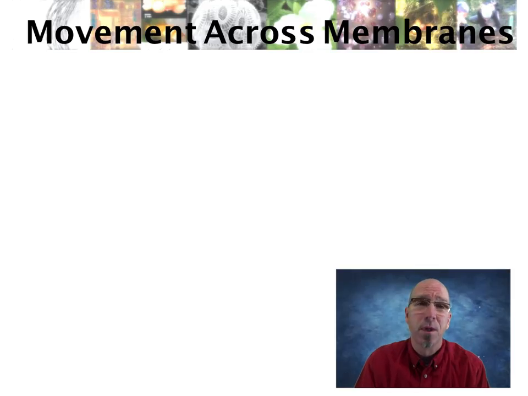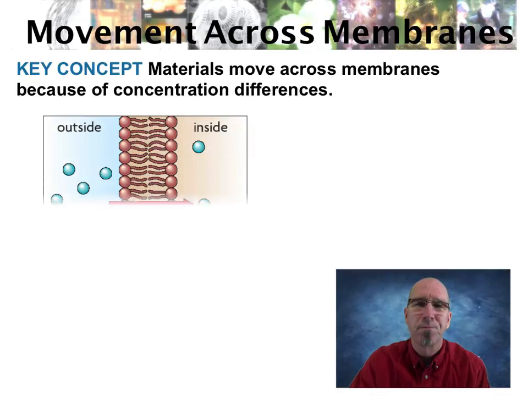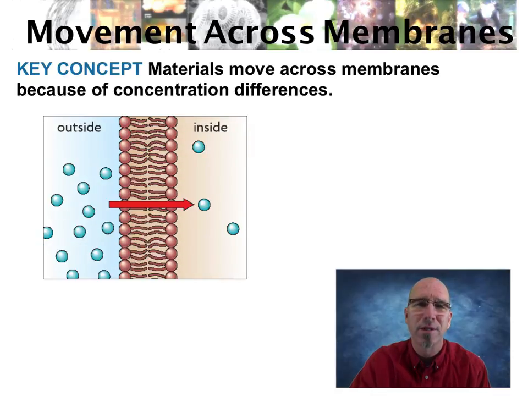It's Mr. Peterson. This screencast is about how things get in and out of cells. So, movement across membranes. Things tend to follow a concentration gradient from high to low. So the question is, why do they do that? Why do you suppose they do that?